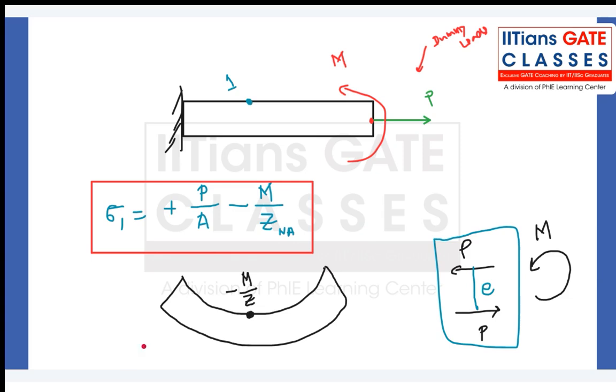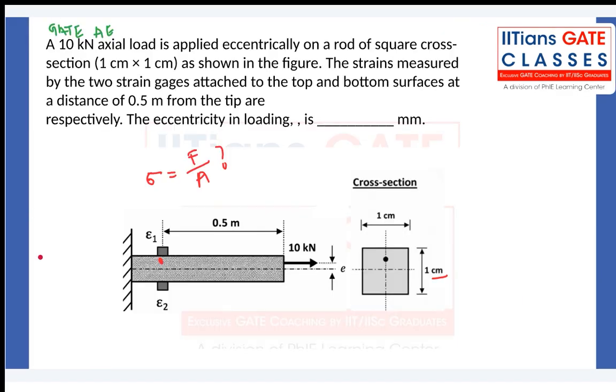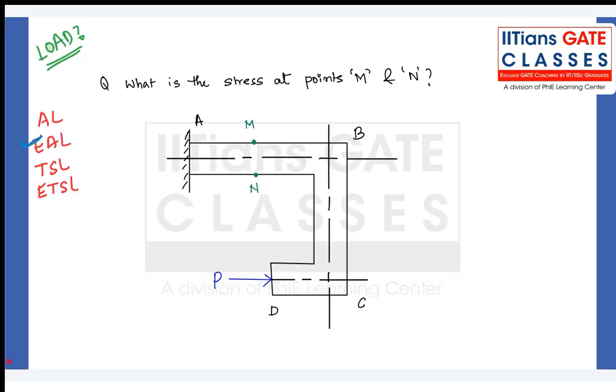Let us go back to our first initial lecture. Let me see how many of you have been able to understand. Did you really get a glimpse? So here, the stress at point M will be written as force divided by area minus M by Z. We solved this question in class, and the stress at point N is equal to P divided by A plus M by Z. We'll learn everything, don't worry.